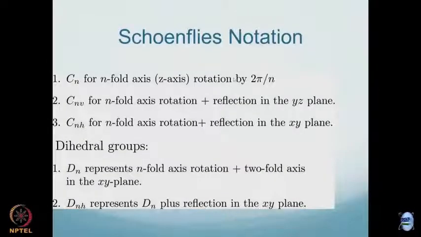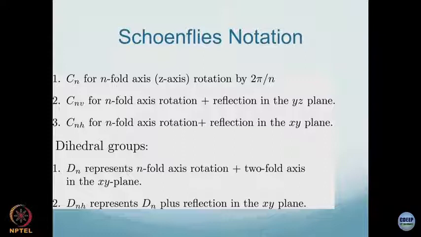Okay, so just to put in this notation, which is like SI units or your periodic table with elements having some symbols, there is some notation called Schoenflies notation. Cn is for an n-fold z axis rotation by 2 pi by n. Cnv, in this case I have written C2v, is for an n-fold rotation plus reflection in the yz plane. Cnh is an n-fold axis rotation plus reflection in the xy plane. I am going to take the axis to be along the z axis.